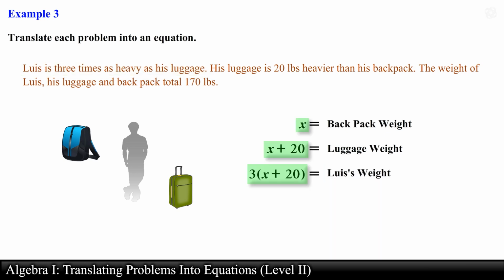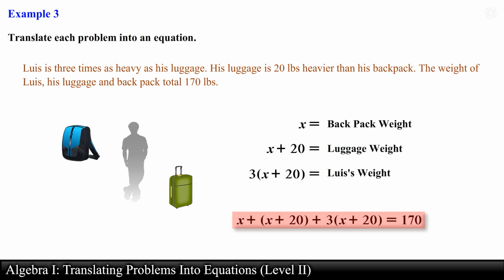Now we need to translate these expressions into an equation. In the last sentence, we're told that the combined weight of the luggage, backpack, and Louis's weight is equal to 170 pounds. So we can express this fact as follows: x plus the quantity x plus 20, plus 3 times the quantity x plus 20, equals 170. And this is our equation.